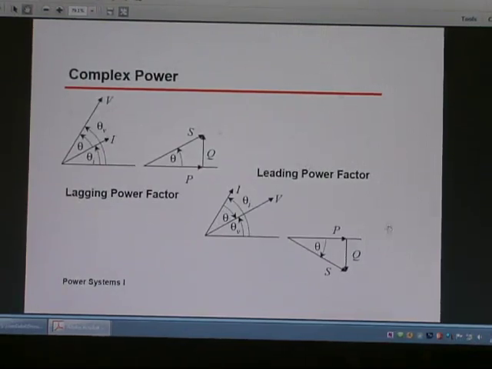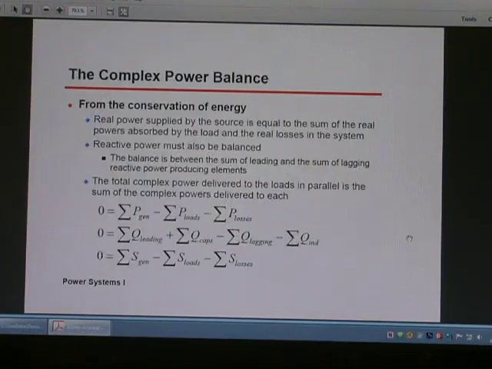So those are the vector diagram for leading power factor and lagging power factor, complex power vector diagrams. The complex power vector diagram shows lagging and leading.